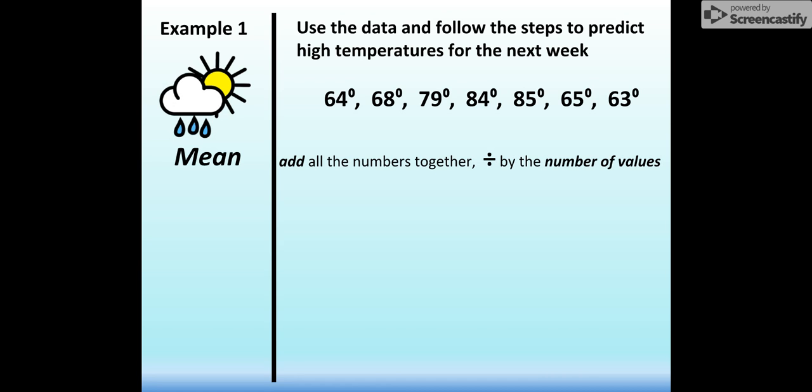Add up all those numbers in your calculator and divide by the total number of values. 7 days in a week, there are 7 temperatures there. Combined, we have 508 divided by 7 numbers for a mean or an average of 72.5 degrees.